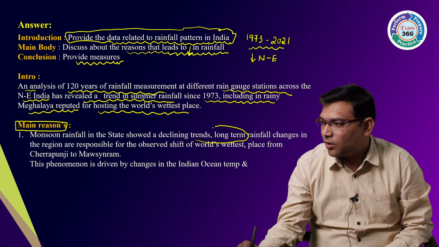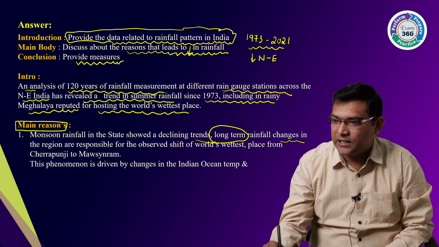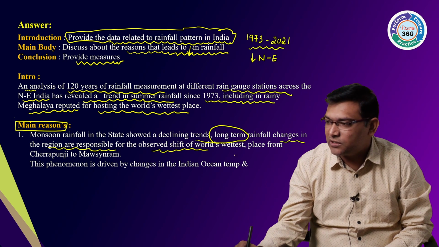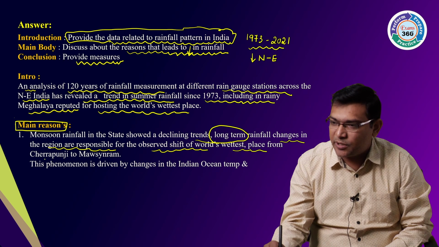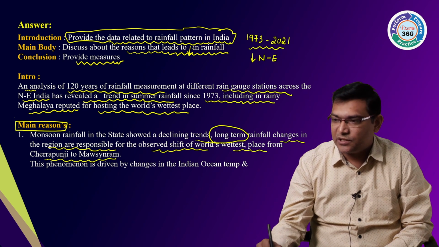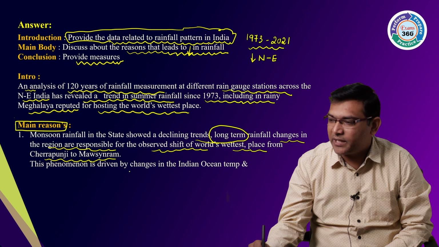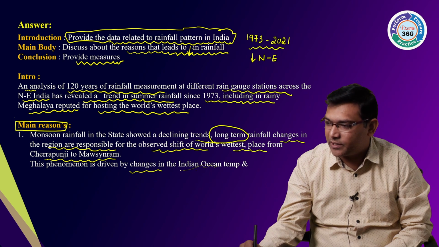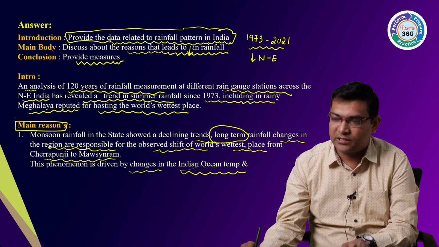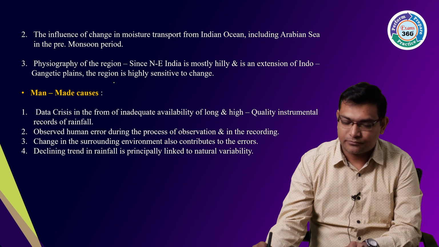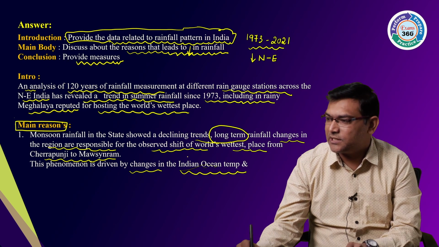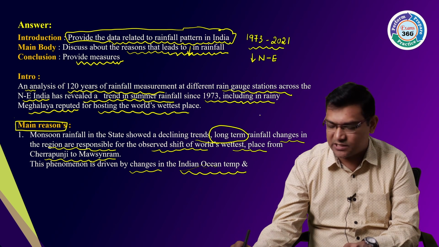Long term rainfall changes in the region are responsible for the observed shift of the world's wettest place from Cherrapunji to Mawsynram. This phenomenon is driven by changes in the Indian Ocean temperature, that is sea surface temperature. It is nothing but sea surface temperature.